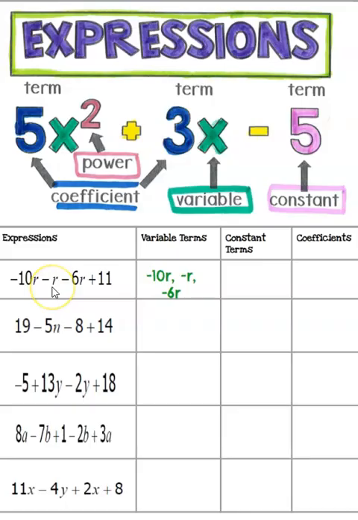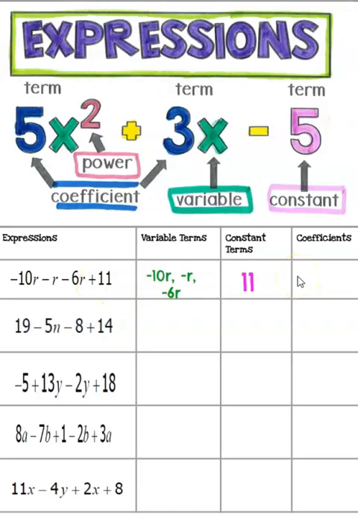Now, I do want you to understand in front of that negative r, there's really a silent 1, so it's negative 1r. Okay, we don't say the 1, I just want you to be familiar with what that is. Okay, then a constant term is one that stands alone. So here, like our 5 is a constant term, then in this expression, 11 would be the constant.